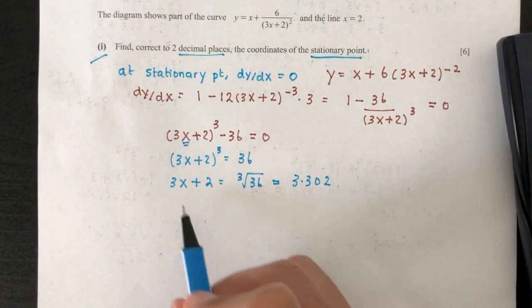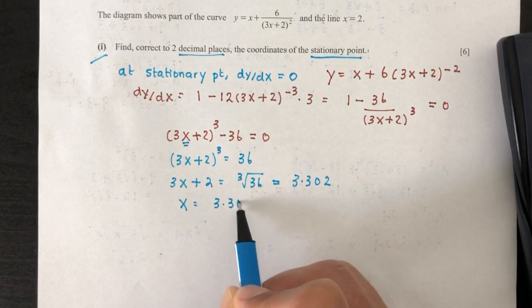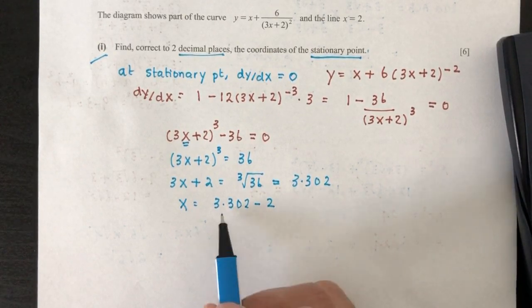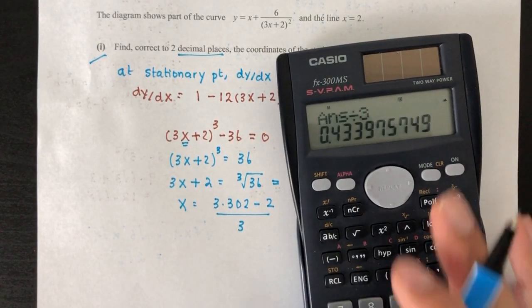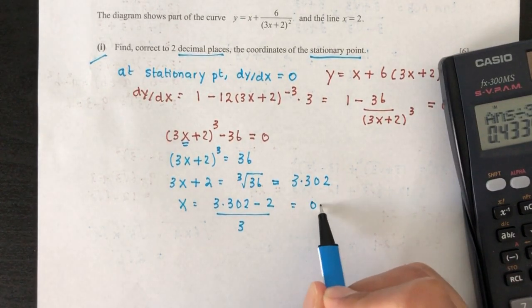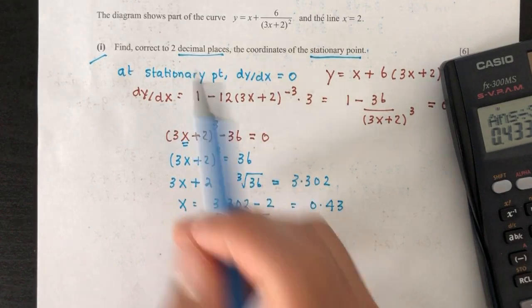And then you will have 3x. So x will be 3.302 minus 2, divided by 3. Okay, so minus 2 divided by 3. So x will be 0.43, correct to 2 decimal places.